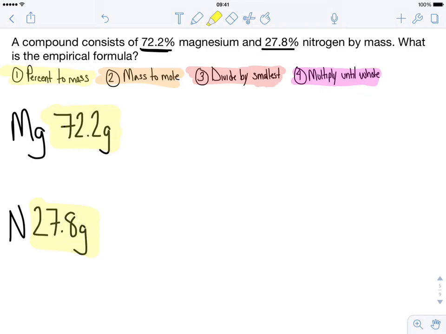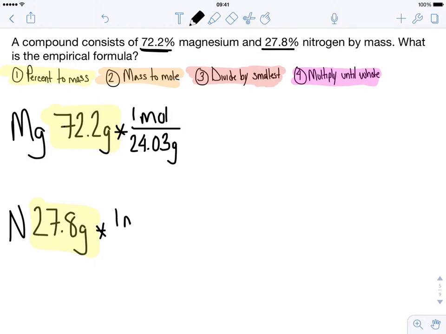Now, step 2 says to convert these masses to moles. So we convert masses, specifically grams, to moles by using the molar mass of those elements found on the periodic table. So for magnesium, in 1 mole, there are 24.03 grams. Now remember, I'm getting this 24.03 from the periodic table. I find magnesium on the periodic table, I look at the number that's written under it, and that's the number that I'm using here. Same thing for nitrogen.